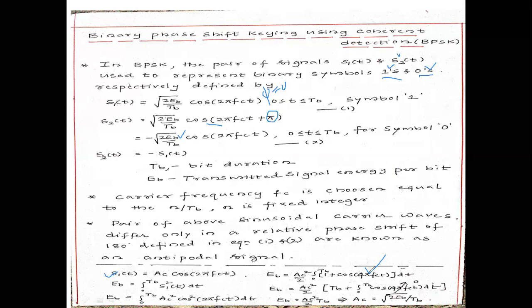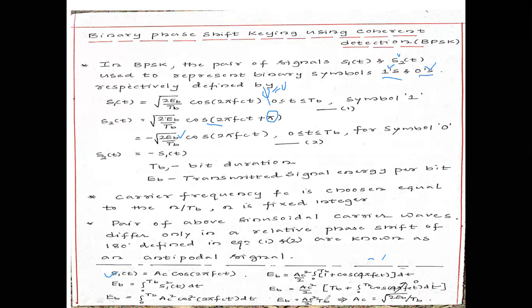And here cos 4 pi fct: since 4 is even, whenever n is even, the integration of cos n pi fct over a bit duration is always 0, right? So the integration of this term is 0. So finally Eb is equal to Ac square by 2 into Tb.